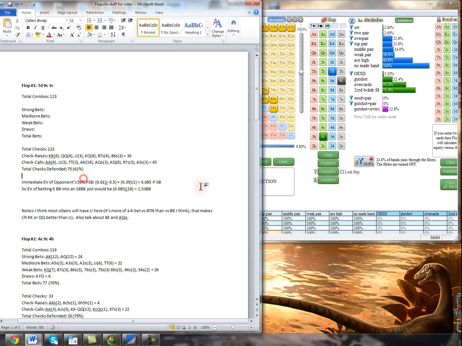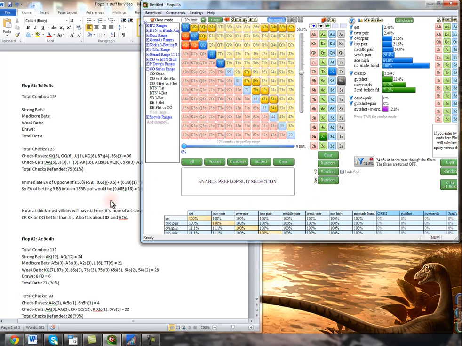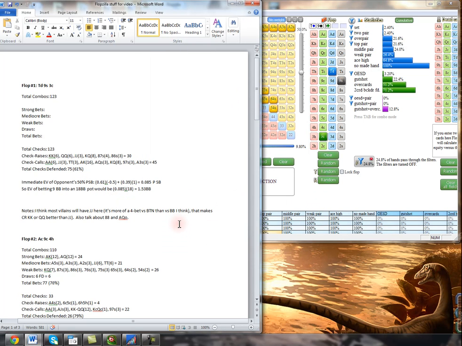So let's actually talk ace-jack suited for a moment, because I do think I missed this when I was writing out the hand combos. I still don't know where it goes. Ace-jack suited might make a better check-raise, but ace-jack suited could just be better than 8-6 suited. My guess is it is, but I'm really not confident with that at all, because ace-jack suited has 3 to a flush, 3 to a better flush.